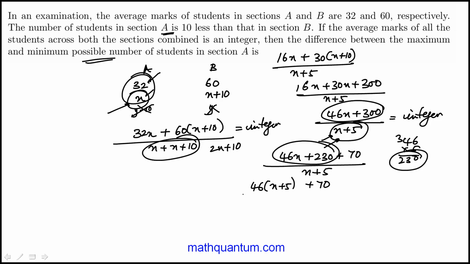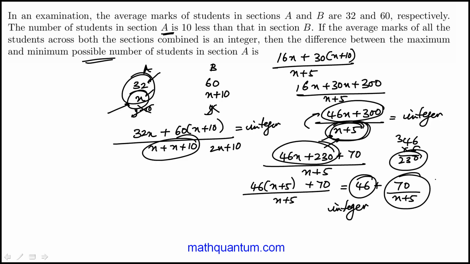And why are we doing this? Because I can divide each term by n plus 5, and I will end up with that. So essentially what you're doing is creating the largest multiple of n plus 5 in the numerator and then seeing what's left over. That part is already an integer, so I don't need to worry about it. This is the one that needs to be an integer.